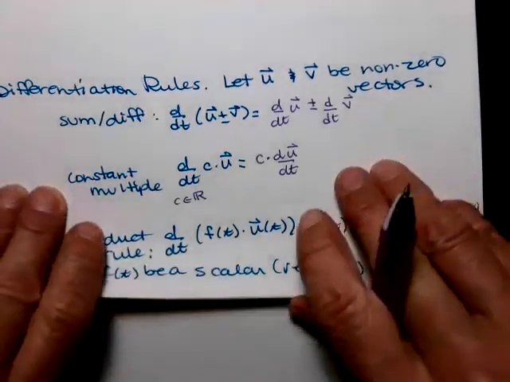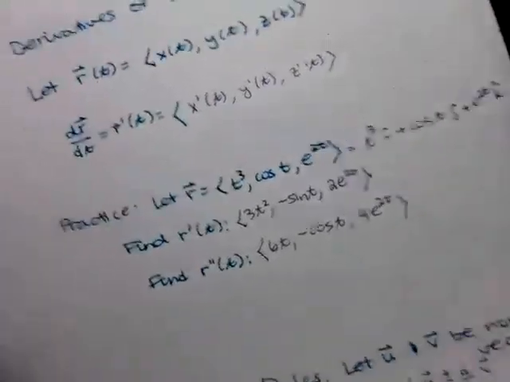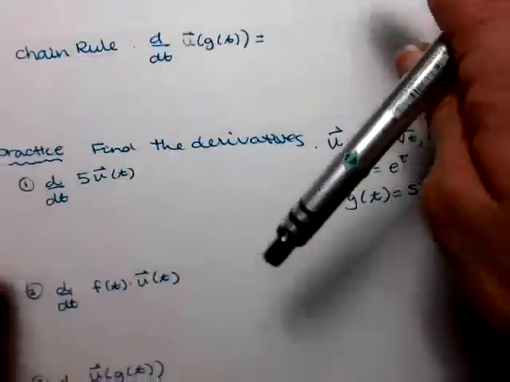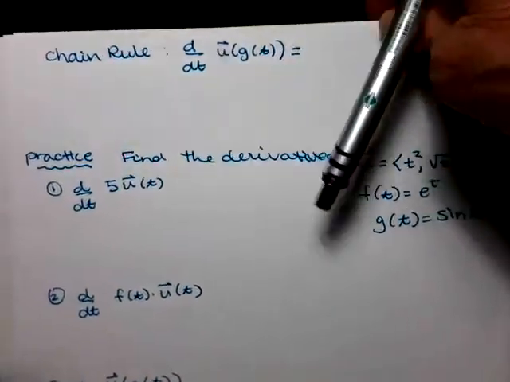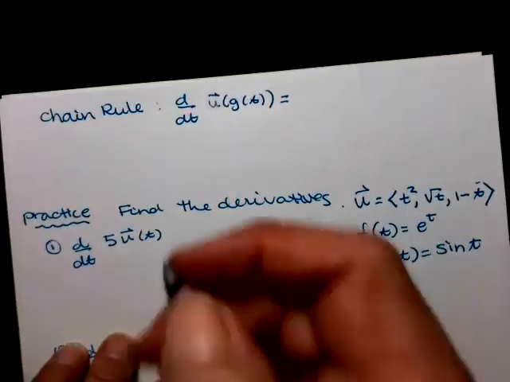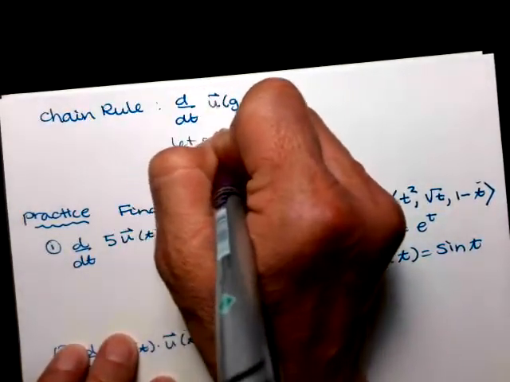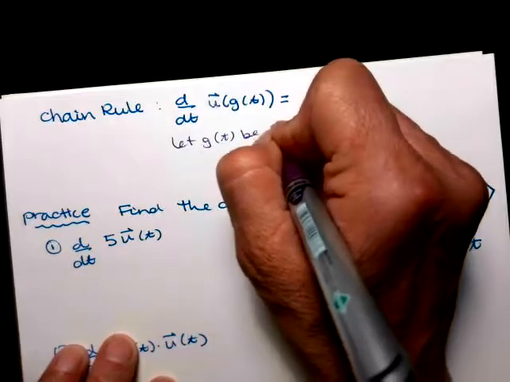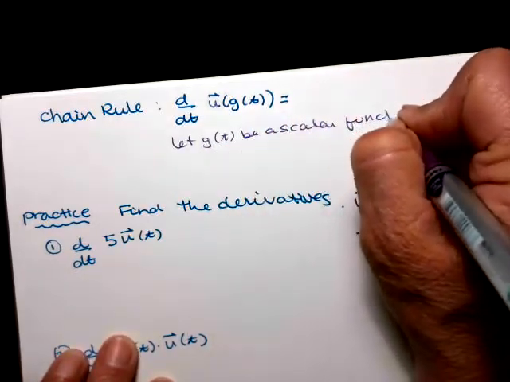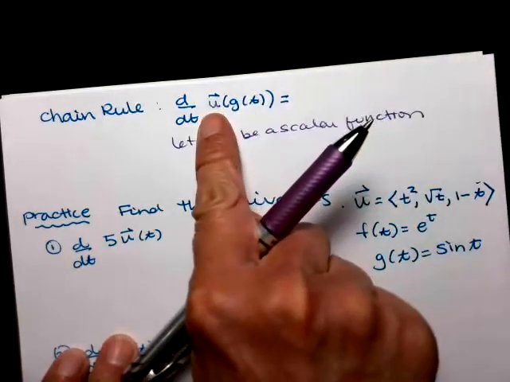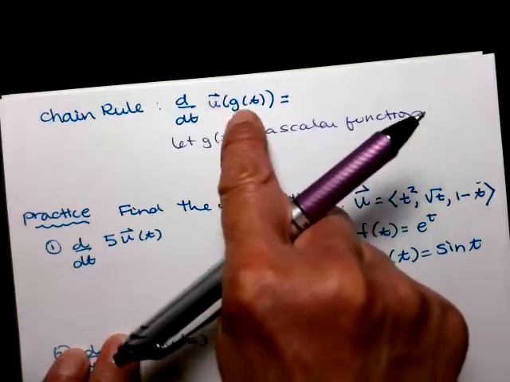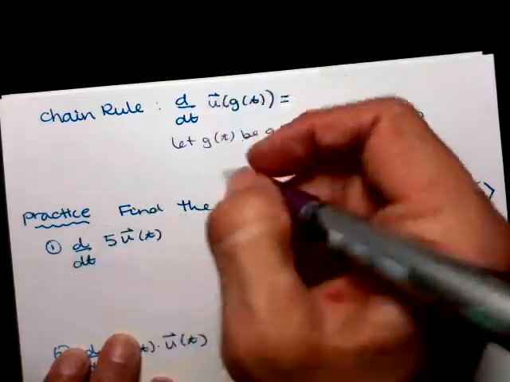Okay, so we have one more rule that I'm going to do now. I'm going to do a separate video for dot product and cross products. But the chain rule: so let g of t be a scalar function, so just a plain old function, and u, our u vector function, is evaluated at g, so this is a composition.